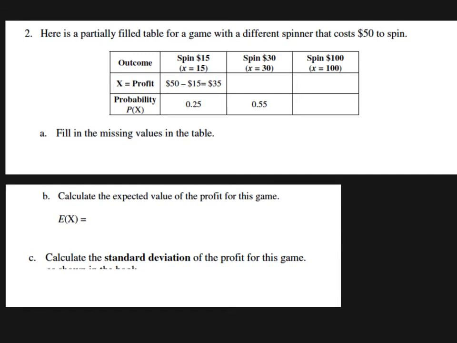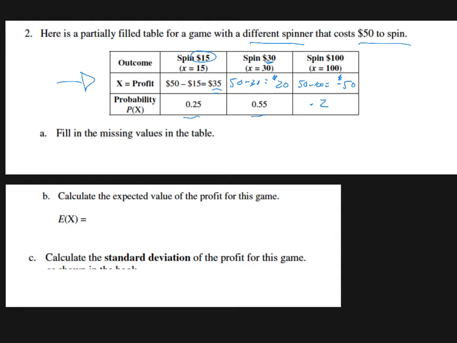Okay, so now you want to grab this probability model that's partially filled out, and it says here's a partially filled out game with a different spinner that costs $50 to play. So if you spin and win $15, 50 minus 15 would be 35, and 50 minus 30 is going to be $20 profit. And then 50 minus 100 is going to be a negative $50 loss. Now they gave us 25% and 55%, which is 80%. So that's going to leave us with 20 here.